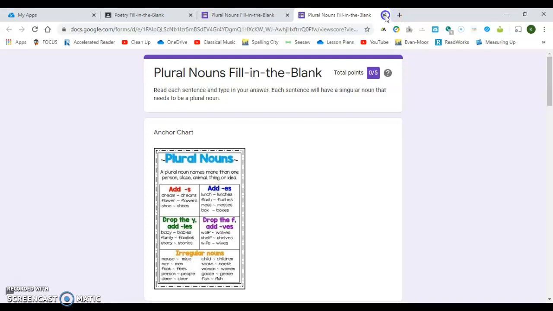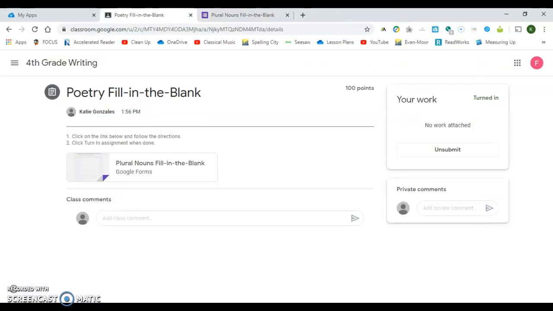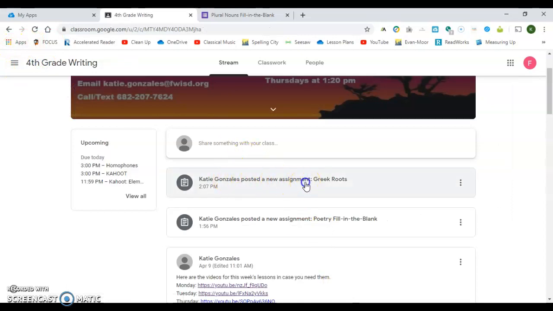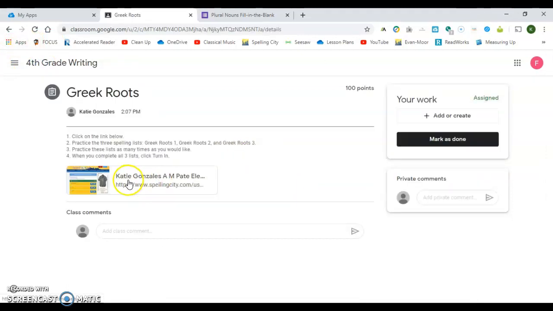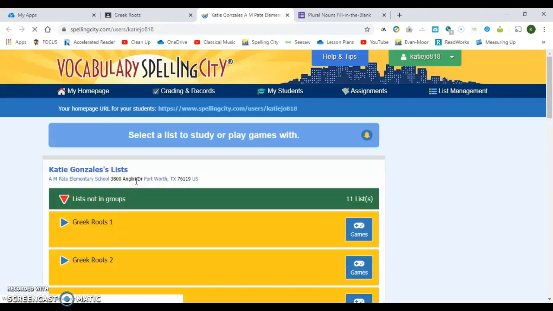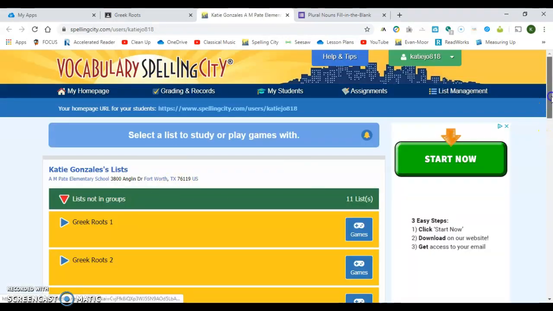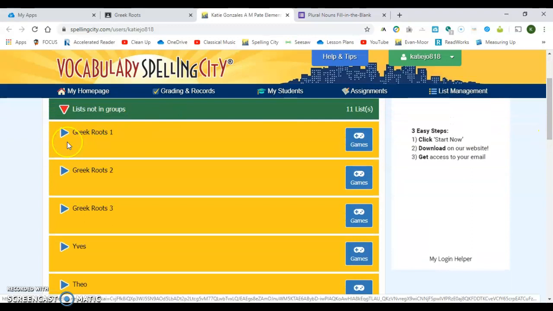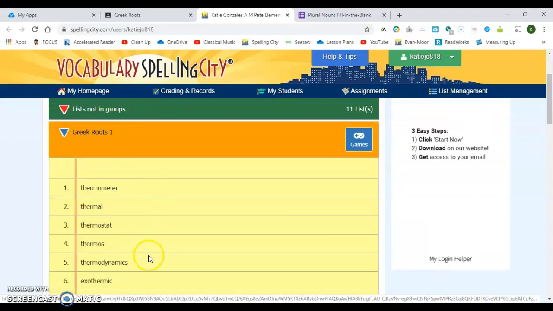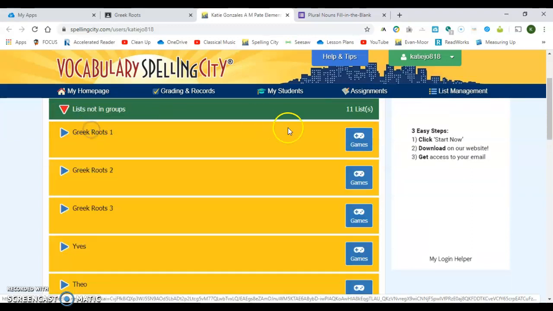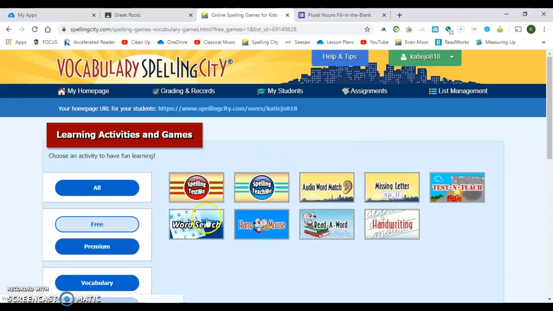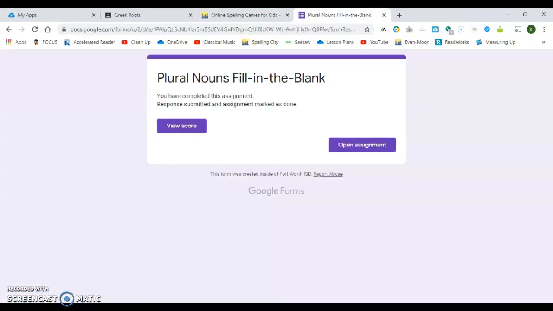You also have the other assignment, which is, let me show you right here, the Greek roots. All you got to do, you're going to click on the link. And here are 3 lists for you to practice. Okay, it shows you the words. You can read them over first. Click games, pick a game you'd like to play, and practice those words.